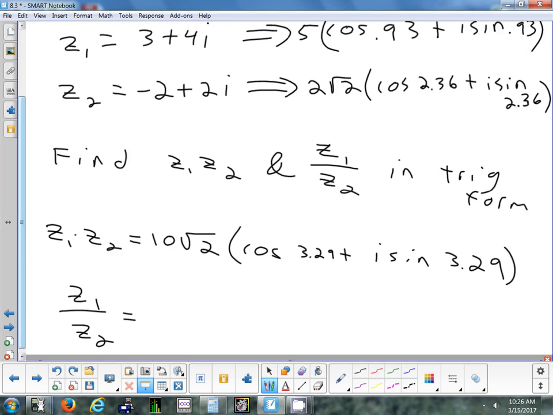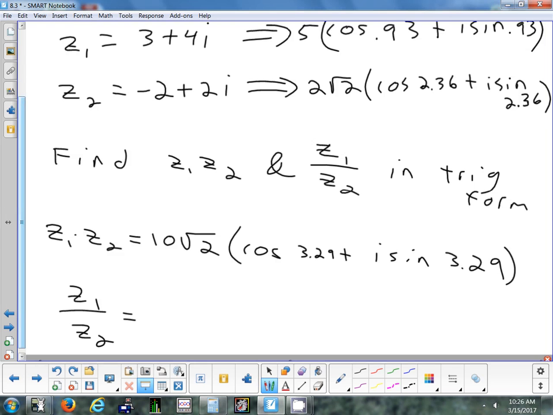If they wanted the answer in standard form, you put your calculator in radians and type in 10 root 2 cosine 3.29, write that number down, and then type in 10 root 2 sine 3.29, write that number down, and make sure you put an i after it. There will be some on the test you have to convert to standard form, but we're going to practice doing more of that tomorrow. That's why I'm not doing it right now.